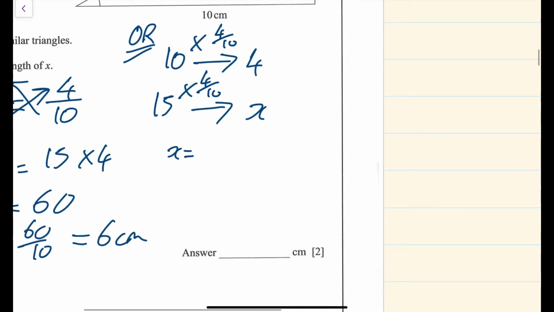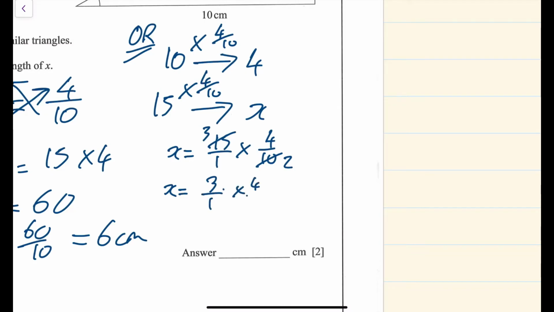That means x is equal to 15. I'll write it's 15 over 1 times 4 over 10. And then I would do a wee bit of cancelling down. 15 divides by 5 to give you 3. 10 divides by 5 to give you 2. Then we have 3 over 1 times 4 over 2. That's 12 over 2. So x is equal to 6 centimetres. So there's a couple of ways of doing that.